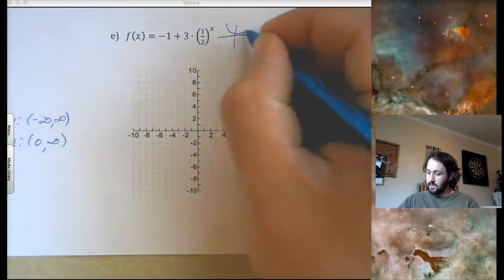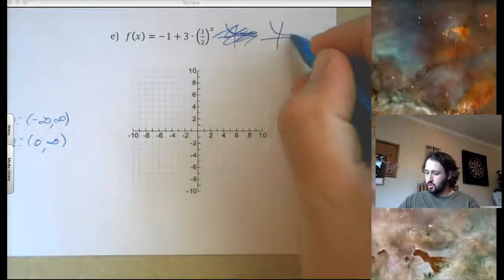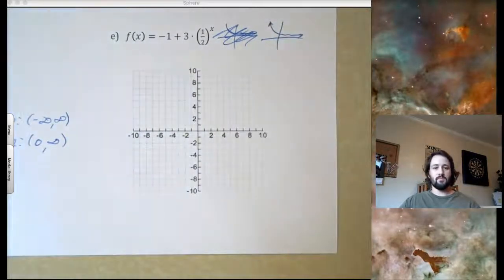Wow, that's not supposed to go back up. You're supposed to go down. Just ignore that altogether. There we go. That's a little bit better of a decay function.